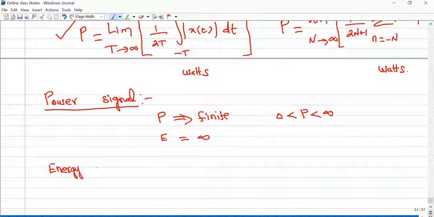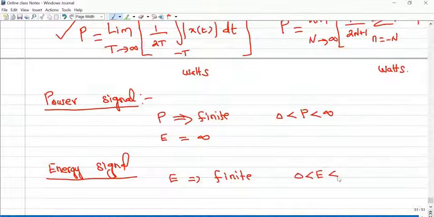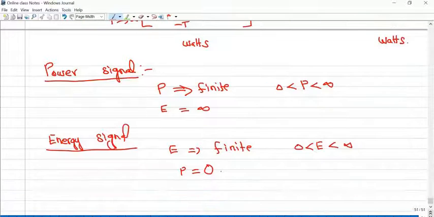To identify an energy signal, energy must be finite, and power equals 0. Okay. So these are the conditions to solve the problems.